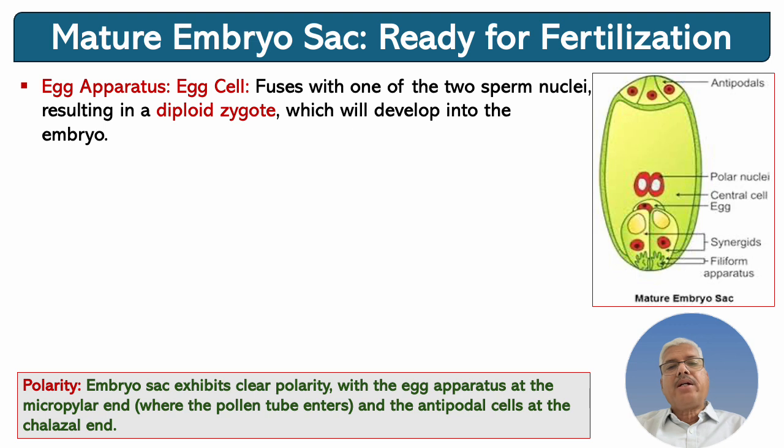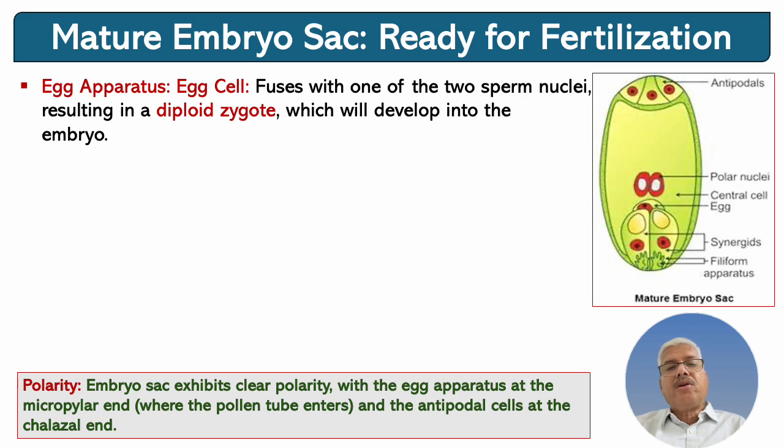The embryo sac in flowering plants is a vital structure for sexual reproduction. Its components have specific roles to play in the process of fertilization and subsequent development of the embryo and endosperm. Here is a breakdown of the functions of each component.